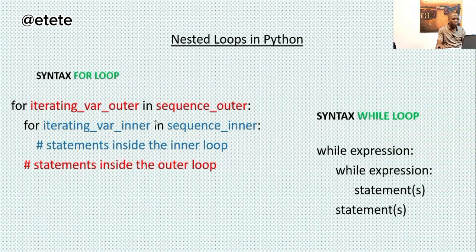Same thing goes for the for loop. This is a for loop with its own statement, while this is another for loop inside this for loop. So that's the meaning of nested loops.